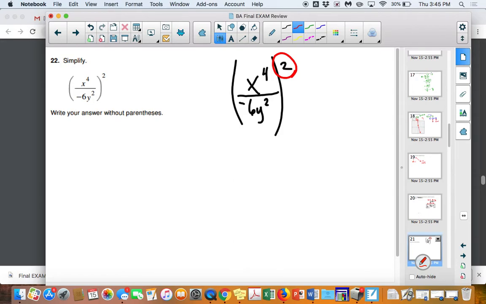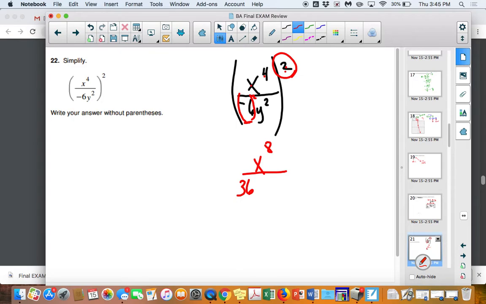So you've got to take this x to the 4th and raise it to the second power. Well, remember the rule, when you raise a power to a power, you multiply. So that's going to be x to the 8th up there. Now, don't forget the negative 6. This is like saying negative 6 and we're going to square it. So negative 6 times a negative 6 is a positive 36. They're jerking your chain right here with this negative.